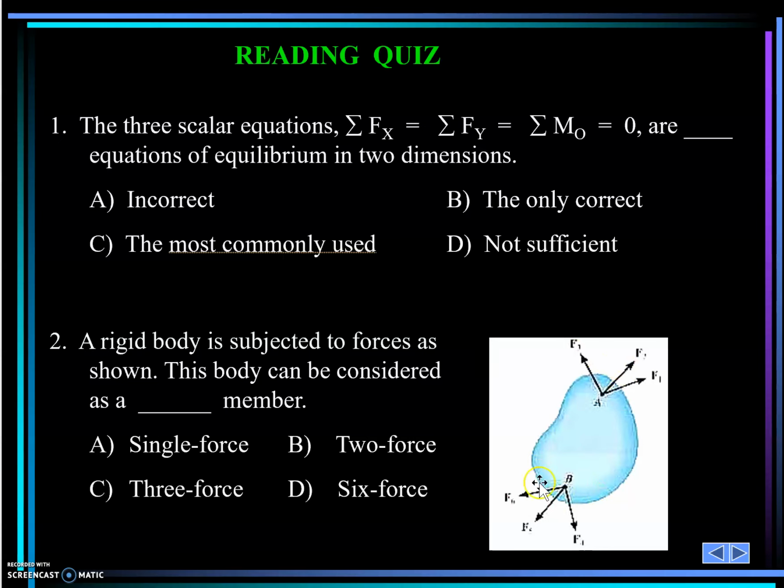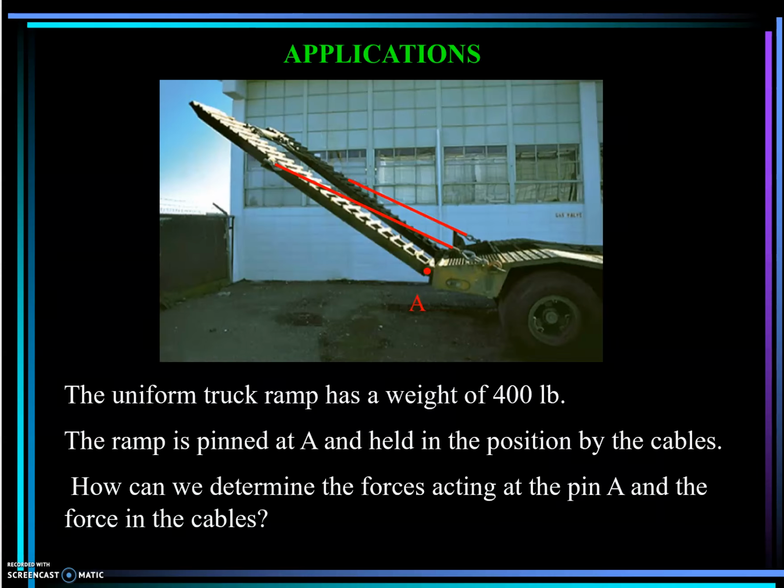For this free body diagram, you will see whether it is a single force, 2 force, 3 force, or 6 force body. That body right here, since you have a force right here and a force right there, you can have two forces applied on this element at A and B. But don't worry about it for now.